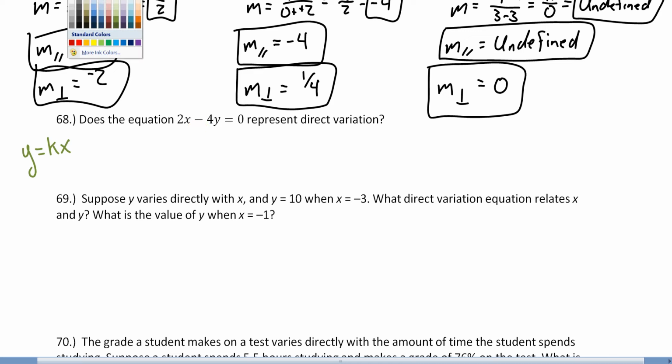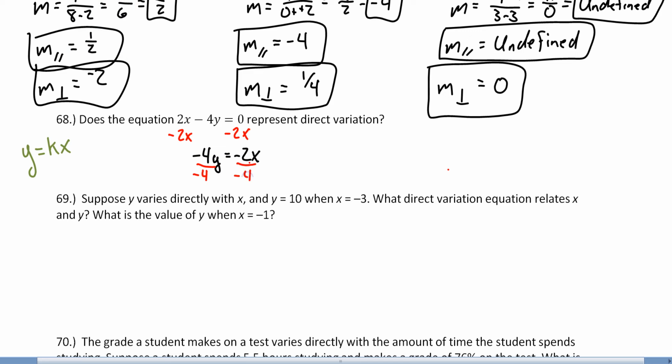So all I'm going to do is go ahead and solve for y. So I'm going to subtract the 2x from each side. I'm just going to see if it falls into this format, to see if it has a y-intercept of 0. And then I divide each side by the negative 4. So I find out y equals 1/2 x. And so the answer is yes, this is direct variation. Because when I look at this thing, it's in the form y equals kx. The constant of variation is 1/2. It's y equals mx plus b with a y-intercept of 0.